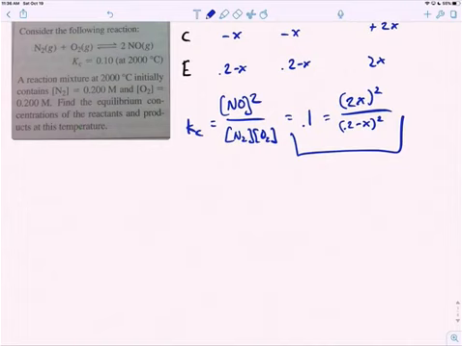How are we going to solve for it? Take the square root of both sides. The square root of 0.1 equals 2x all over 0.2 minus x. For those of you who are wondering, if I take the square root, shouldn't this be plus or minus? Well, this is a problem with math. Math is a beautiful model, a wonderful thing, but math is not real. What makes math real is the application of it.